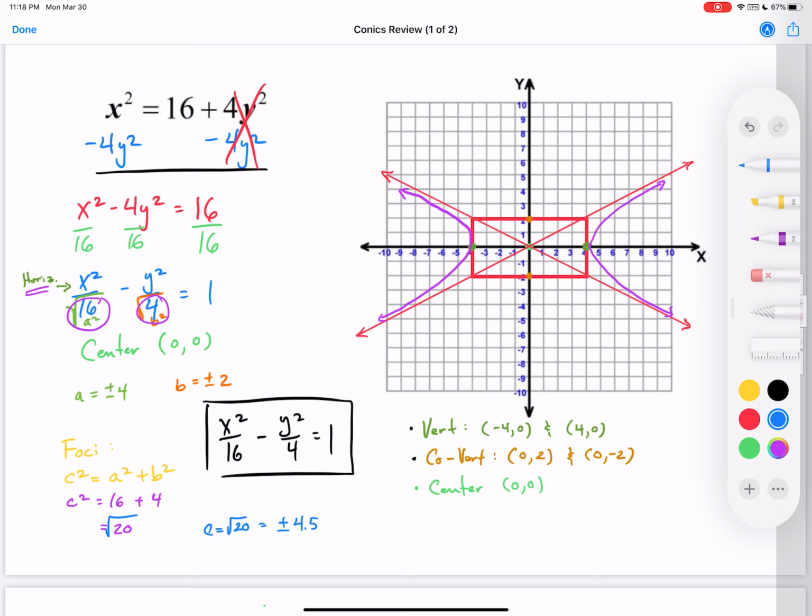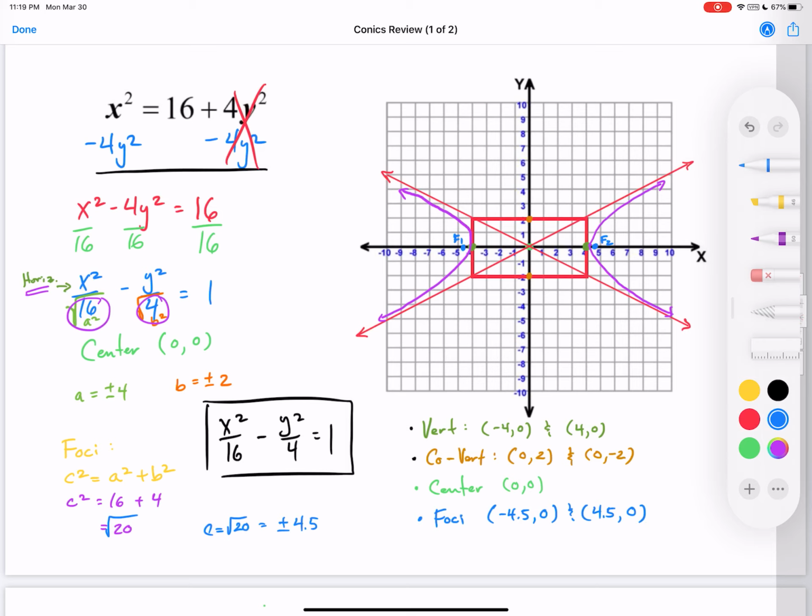Because 4 times 4 is 16, 5 times 5 is 25, and 20 is somewhere right in the middle, so about 4.5 in both directions. Now, it's 4.5 from the center. So from our center, I'm going to go 4.5 to the right and 4.5 to the left, and these are the two focal points, or the foci. If I had to write out the ordered pairs for our foci, they would be at negative 4.5, comma 0, and at 4.5, comma 0.